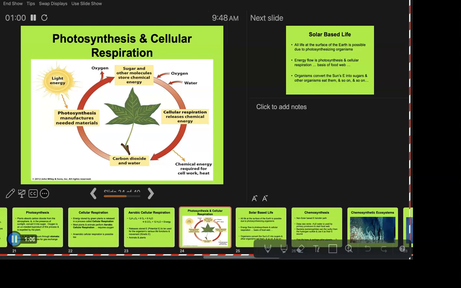Wait, herbivores eat plants, carnivores meat, but omnivores both, right? Yes, sir. Omnivore eats all. Carne is meat, and herb is plant, exactly.